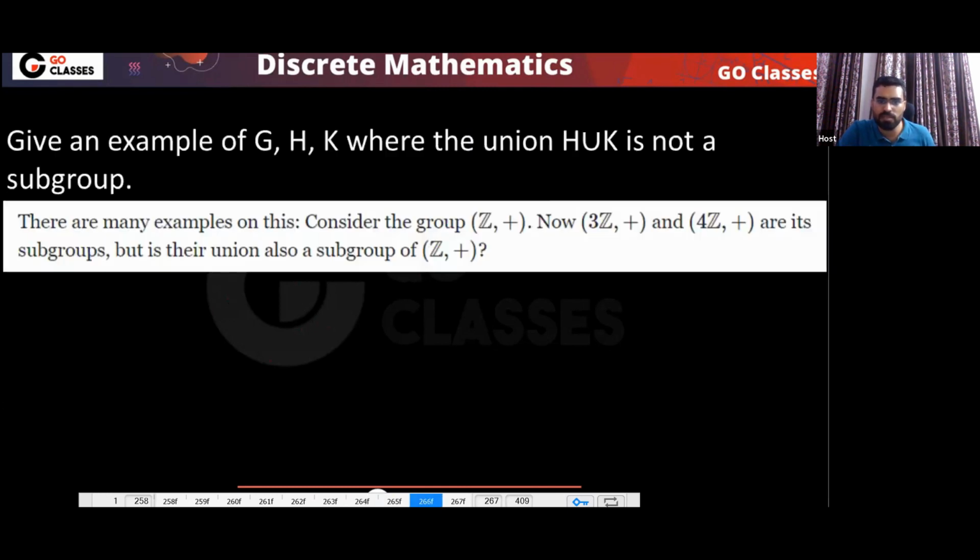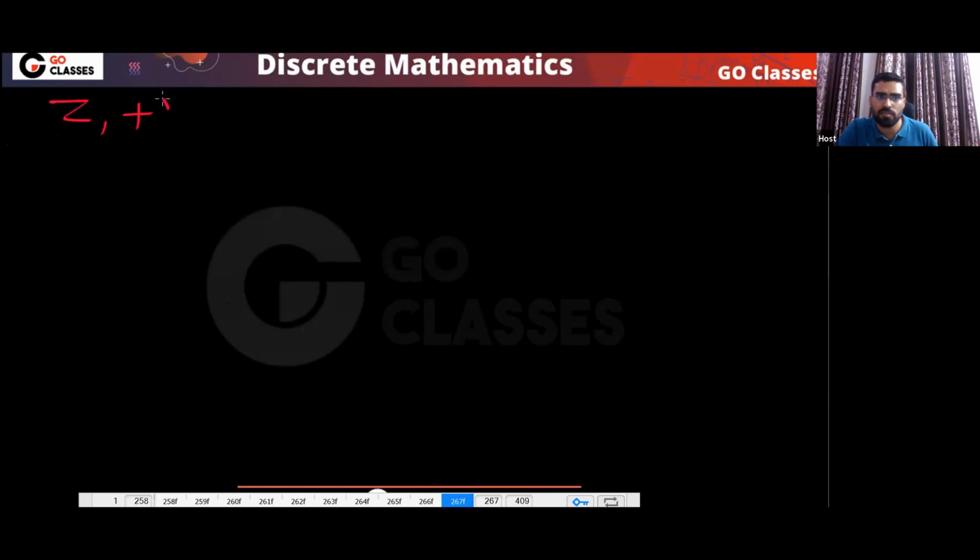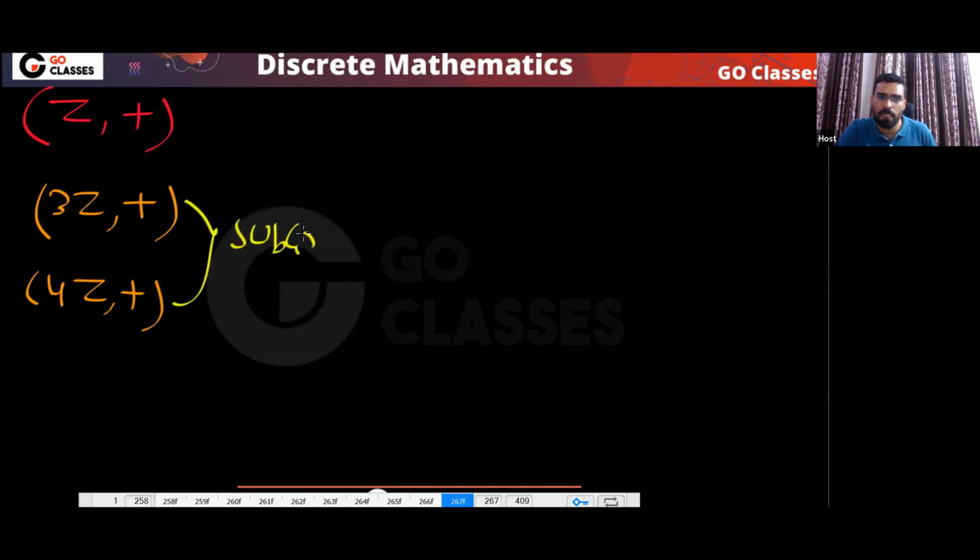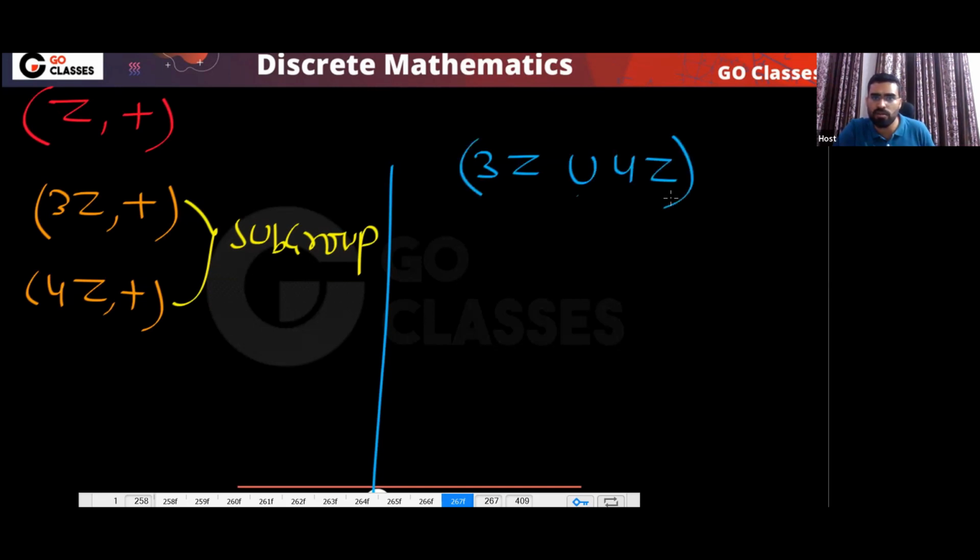See, if you take Z plus, you know that you have this subgroup 3Z plus, this is also a subgroup, 4Z plus, this is also a subgroup. So both of them are subgroups. Now you take their union, means 3Z union 4Z. You take their union. Is this a subgroup?